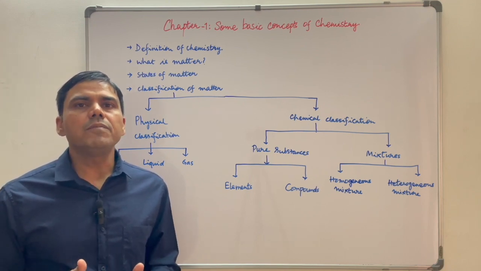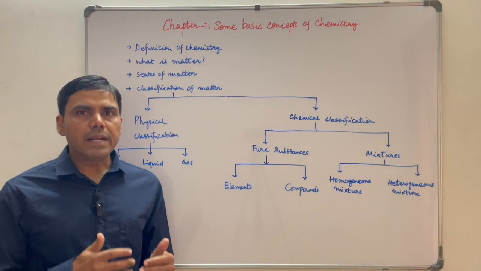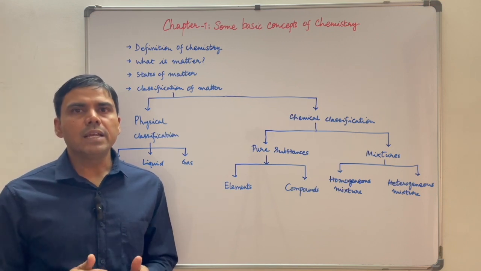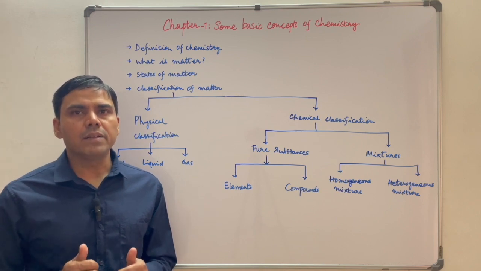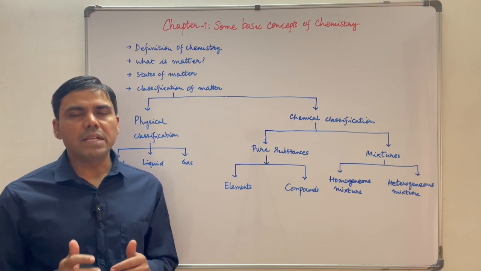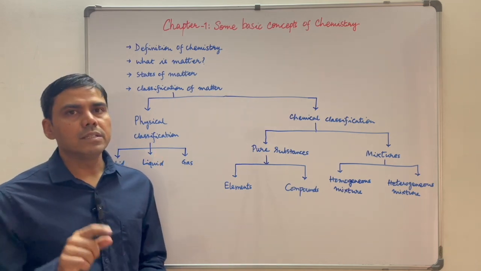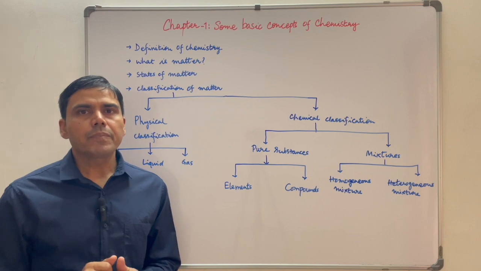So most of the time we will talk about material substances. Now we will talk about matter and material substances. So the question is, what is matter? Anything that has mass and occupies space is called matter. For example, pen, pencil, table, chair, this board, this wall, this camera, you and me, everything is matter.